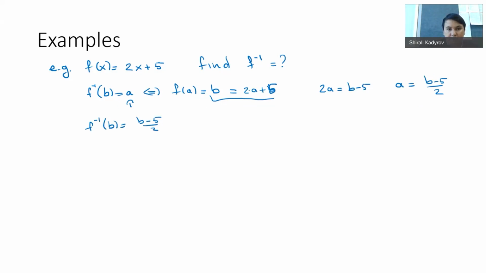Or if you want to write in terms of x, once you do all these manipulations, you can go back, because we started with x, right? So you may want to write f inverse of x. You replace everything by x, so it's x minus 5 divided by 2.